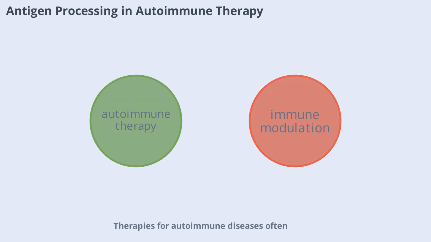Therapies for autoimmune diseases often target antigen processing and presentation pathways. By modulating these processes, it's possible to reduce the immune system's attack on self-tissues. Advances in this area have led to new treatments that help restore balance and prevent tissue damage in autoimmune conditions.